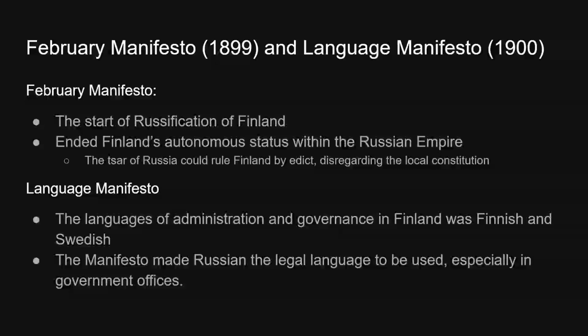The February Manifesto, passed in 1899, would begin the Russification of Finland by ending Finland's autonomous status as a Grand Duchy. This status ended because the manifesto allowed the Tsar of Russia to rule Finland directly by edict, with disregard of the local constitution. The language manifesto would pass the following year, which replaced Finnish and Swedish with Russian as the language of administration and governance in Finland. However, Russian rule of Finland would end almost 20 years after these manifestos passed due to the Russian Civil War, so the Russification didn't occur as drastically as it would in other regions.